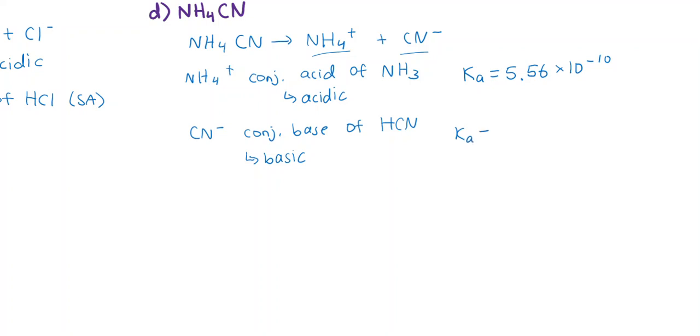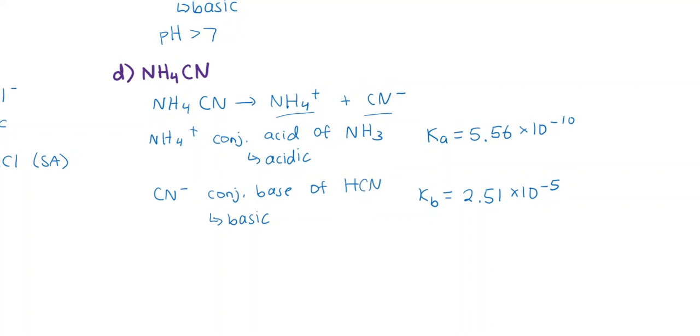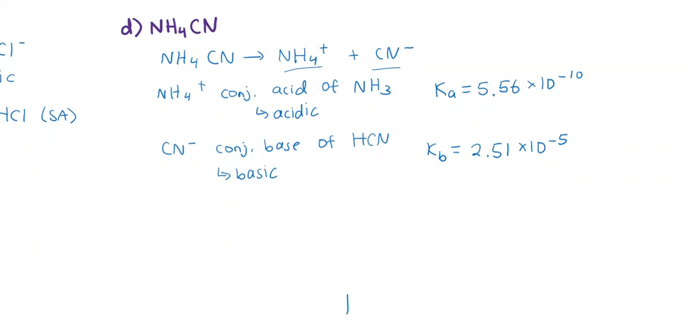So if we look on that, the Ka for NH3 is around 5.56 times 10 to the negative 10. And then the Ka for this one, this would be Kb since it's basic, would be 2.51 times 10 to the negative 5. So now we have our values, and all we need to do is see which one is bigger. So which one's bigger here? Well, Kb is greater than Ka, because we know that this is less.